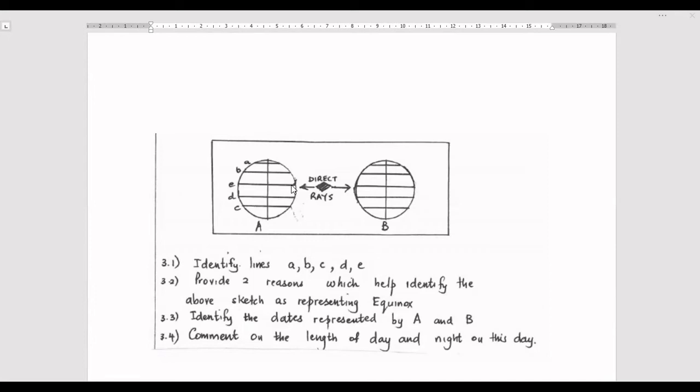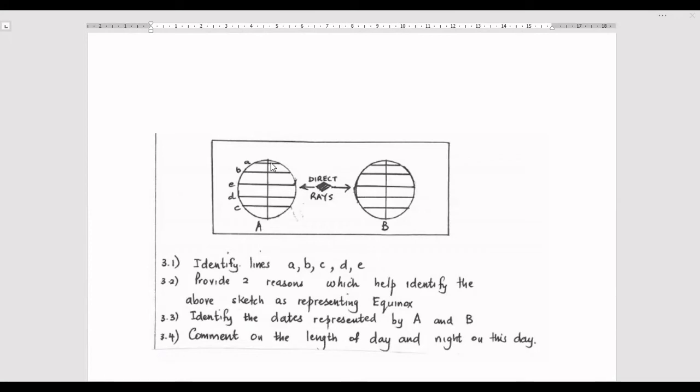equinox movement or an equinox phase in terms of the movement of the Earth around the sun. The sun does not move. The sun is fixed. The Earth is revolving around the sun. And hence we call that revolution. So area E is the equator. That should earn you 1 mark.